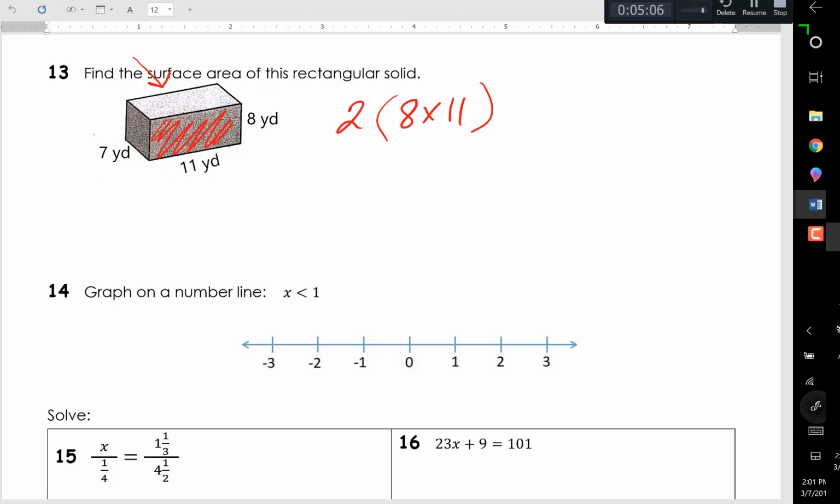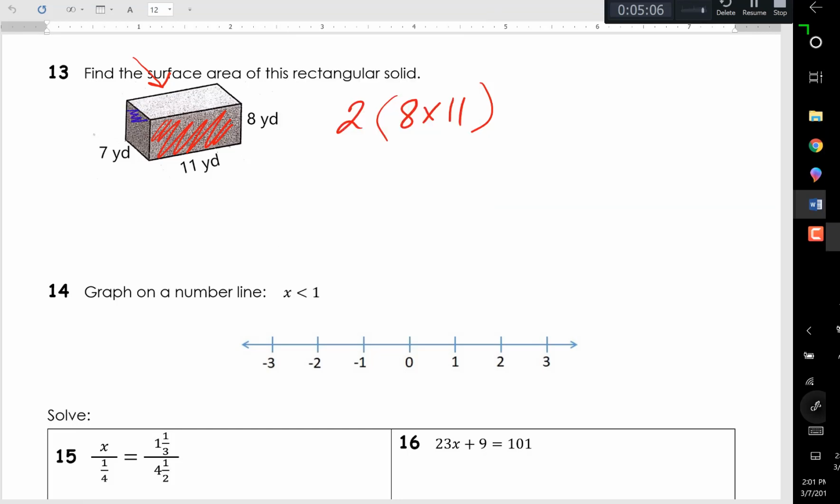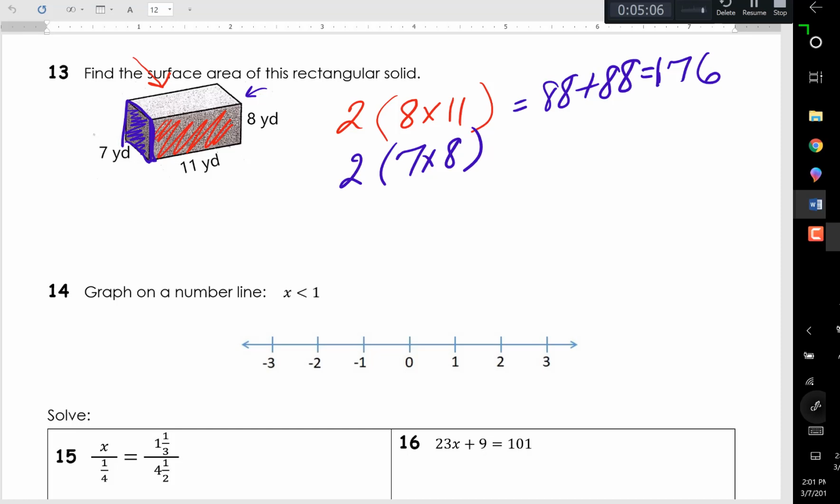And then we have, let's see if I can get a different color. Okay, then we have the ends, so this side, and then the other one, which is back there, and that is 7 by 8. So 7 times 8, and there are two of them. So that's 88 plus 88 there, which is 176. And then you've got 2 times 56, so 56 plus 56, which is 112.